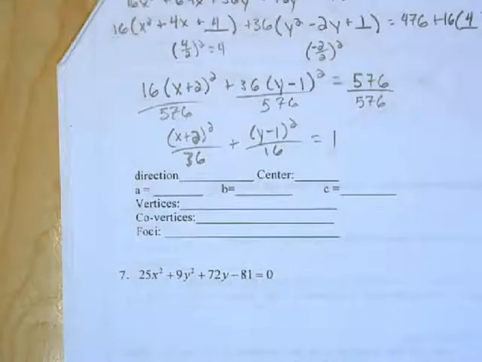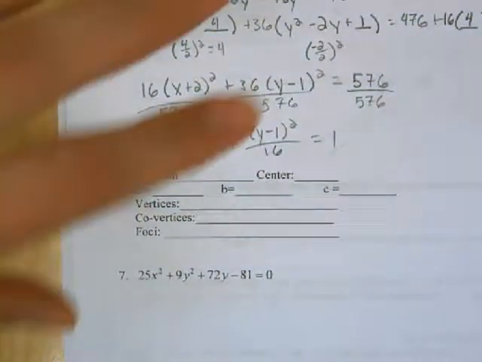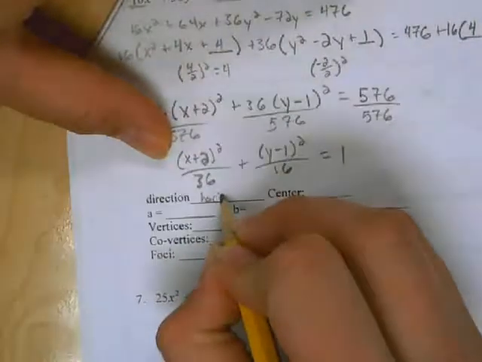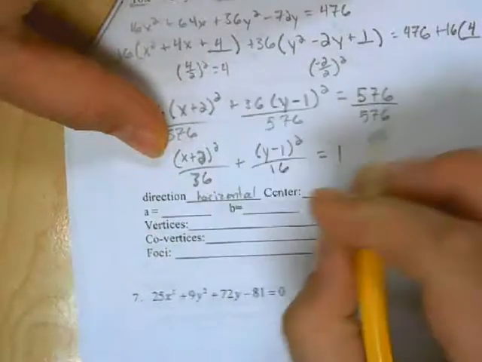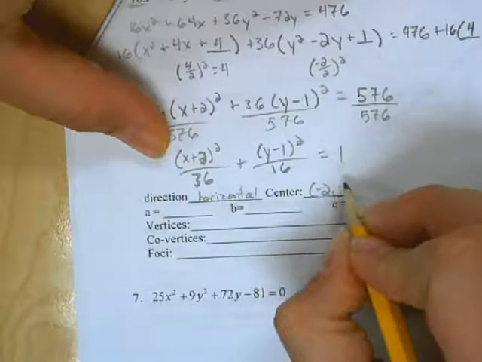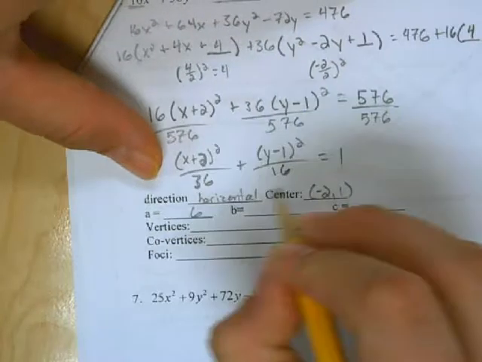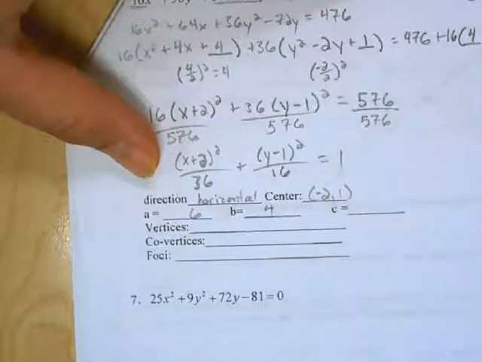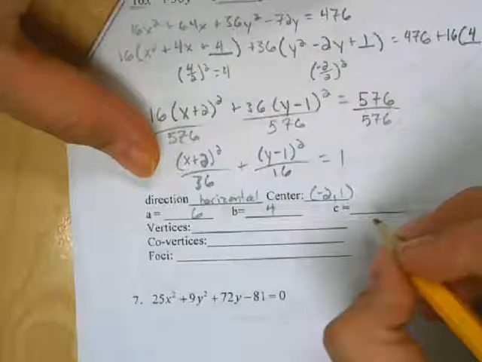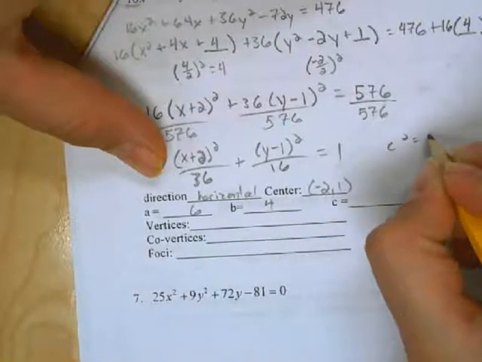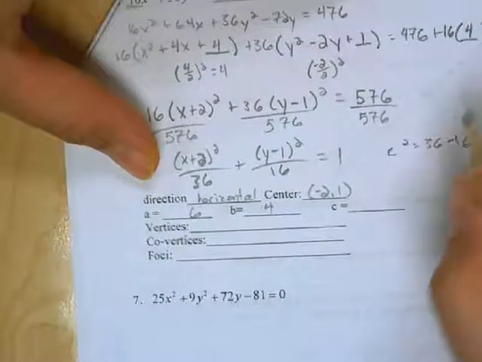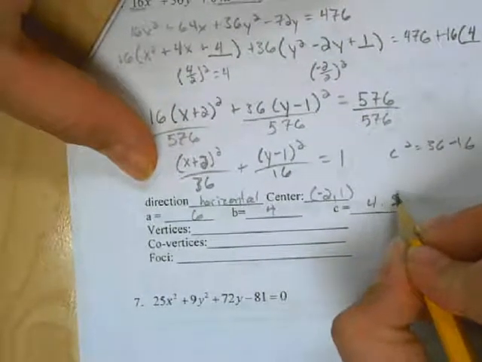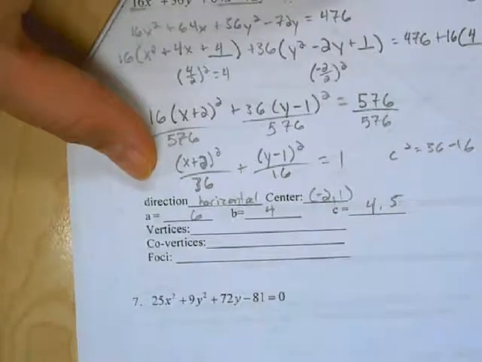So now that we're at this point, you can go ahead and find all the rest of your information. So direction is horizontal, because the big number's under x. The center is at negative 2, positive 1. A is going to be 6. B is going to be 4. C is going to be the square root of 20. Okay, because c squared is 36 minus 16, which is equal to 20. So the square root of 20 is 4.5. Just want to make sure I was correct before I wrote it down.